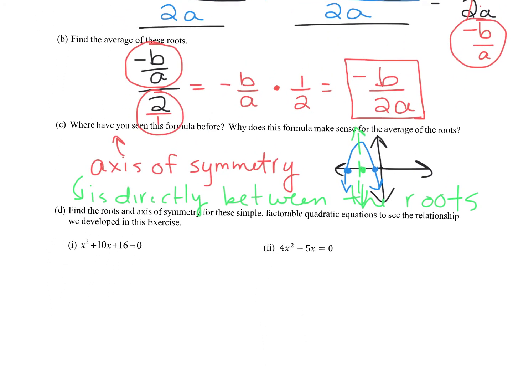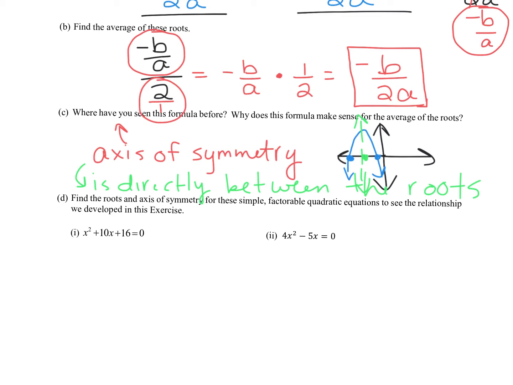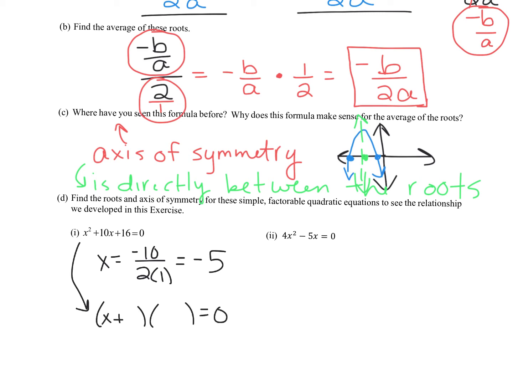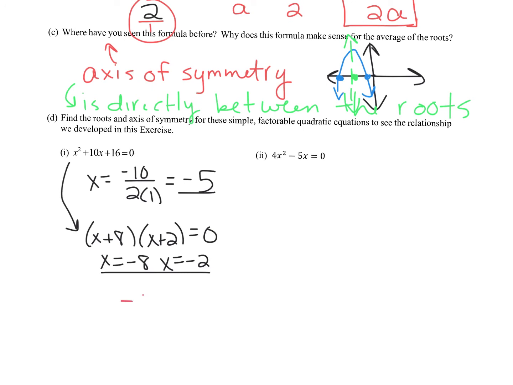Now, we're just going to verify this. It says find the roots and the axis of symmetry for these simple factorable quadratic equations to see the relationship we developed in this exercise. So I'm actually going to find my axis of symmetry first. Axis of symmetry, negative b over 2a. So that's negative 5. Now I'm going to find the roots, and it says they're factorable, so these are easy factoring ones. I did that on purpose so we could find them quickly. So this factors into x plus 8, x plus 2, numbers that multiply to 16 and add up to 10. So when I solve it, I get negative 8 and negative 2. And when I look, negative 5 is right between negative 8 and negative 2. Averaging those two numbers, if I add them together and divide by 2, negative 8 plus negative 2 divided by 2 gives me negative 5.